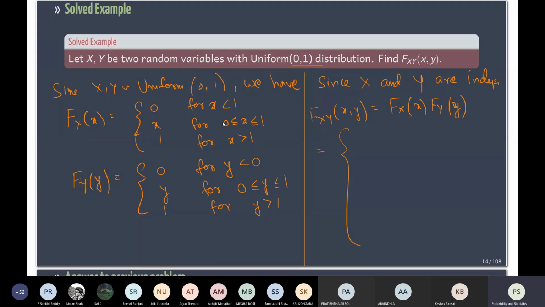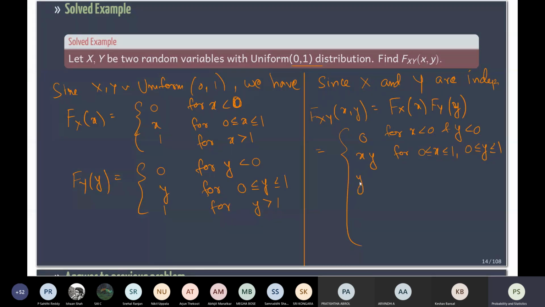Here we have to do these cases, right? So we just have to multiply case by case. If both x and y are less than 0, then the product will be 0 anyway. So this is 0 for x less than 0 and y less than 0, and this is xy when they lie between 0 and 1, for 0 less than or equal to x less than or equal to 1, and 0 less than or equal to y less than or equal to 1.